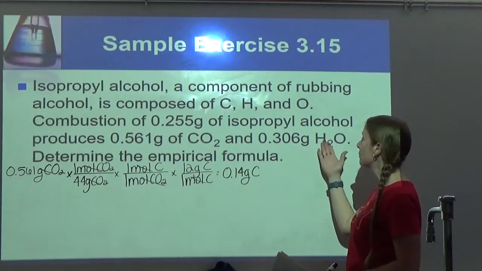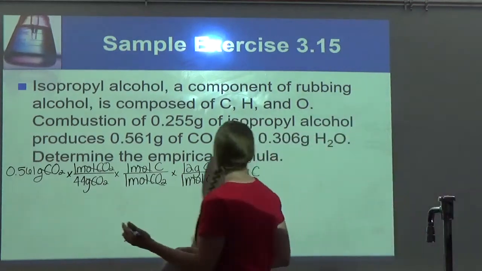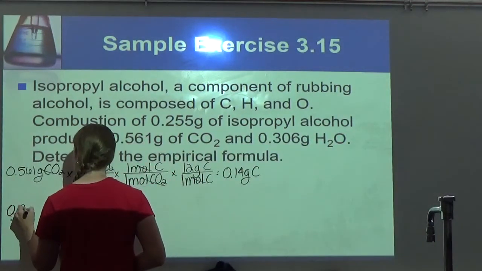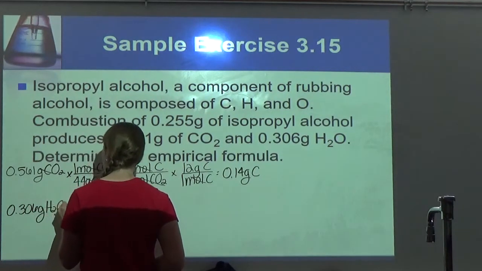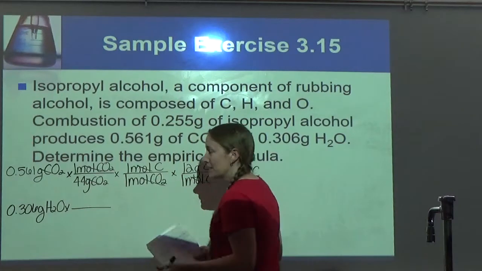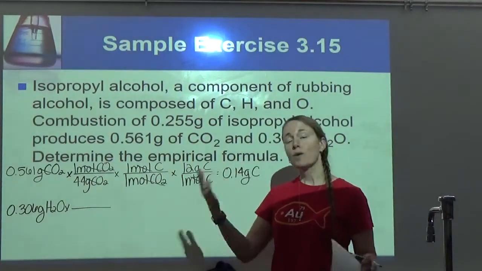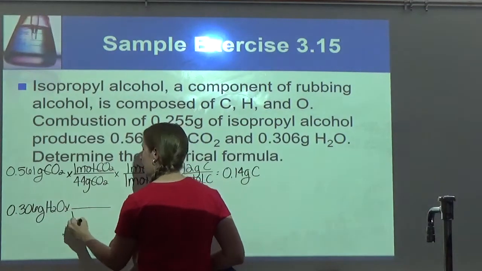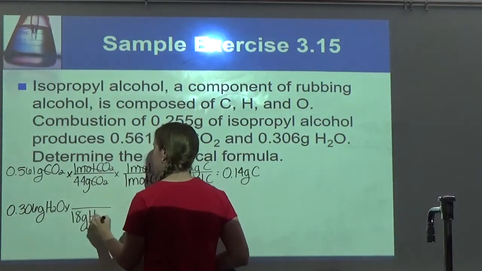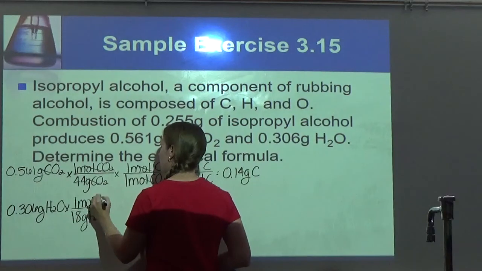All right, so next I can pull hydrogen from water. So I start with my 0.306 grams of water. The first step is, of course, I need to get to moles, so I can change from water to just hydrogen. The molar mass of water is 18 grams. That's just me adding up H2O. That equals 1 mole.